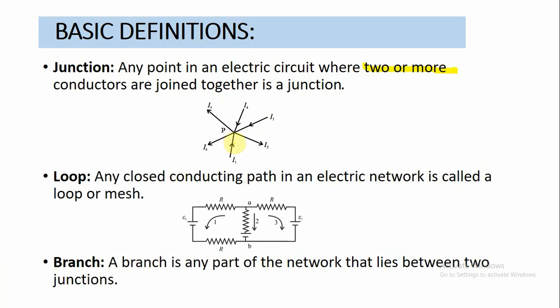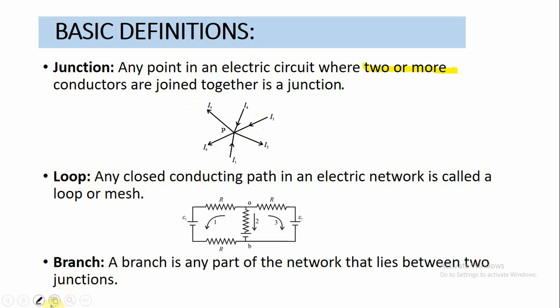Now you see these are the directions showing. So you see I1 is going towards the junction, I3 is going towards the junction, I5 is going away from the junction, I6 is going away from the junction. So this direction is also important, and we will study the importance of direction in next slide. So moving ahead, the second definition is loop.